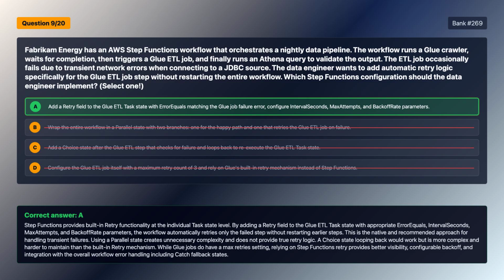Using a parallel state creates unnecessary complexity and does not provide true retry logic. A choice state looping back would work, but is more complex and harder to maintain than the built-in retry mechanism. While Glue jobs do have a max retry setting, relying on Step Functions retry provides better visibility, configurable backoff, and integration with the overall workflow error handling, including catch fallback states.